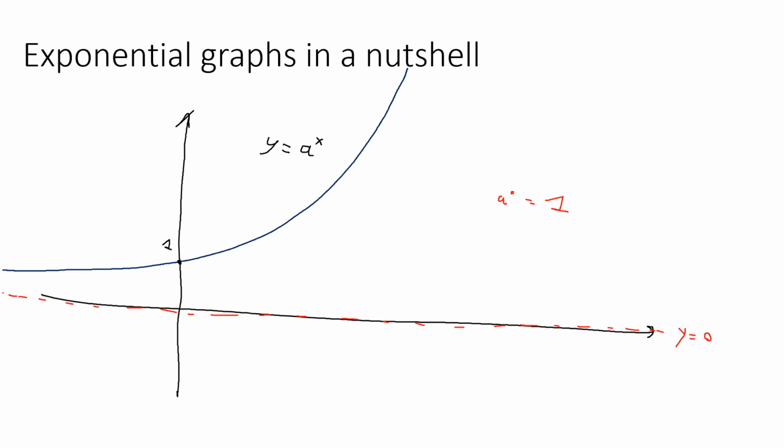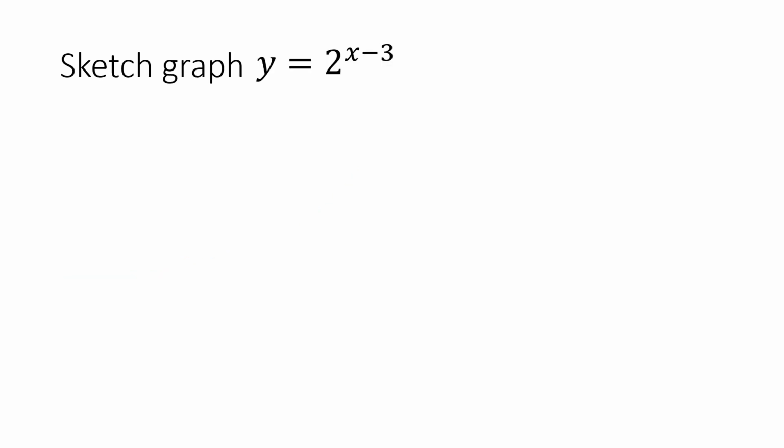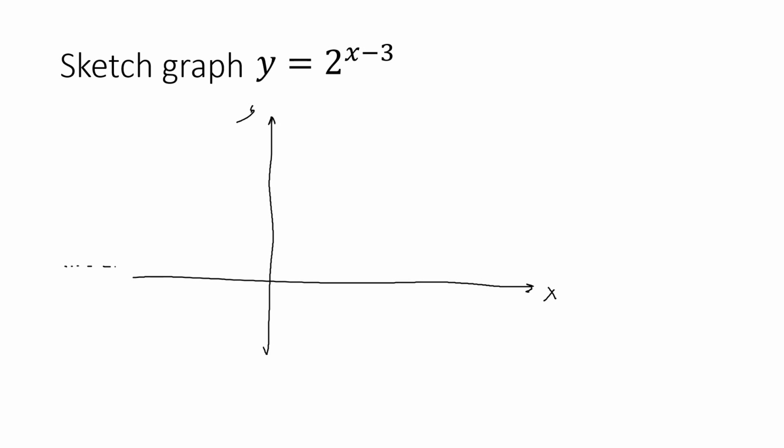Now let's use this information to help us with this one. Sketch the curve y equals 2 to the power of x minus 3. What we're going to do is draw a sketch of axes, where this is y and this is x. I'm just going to draw 2 to the x just to make things a little bit easier, with a dotted line. This would be what 2 to the x would look like. Something like this, right? Where this is 1, and then this is 2, then 4, then 8, and so on and so forth.